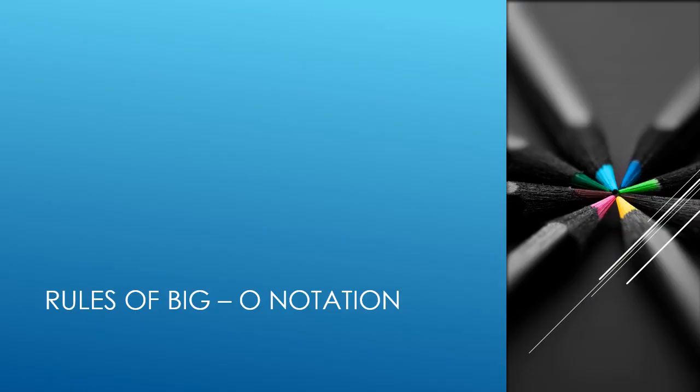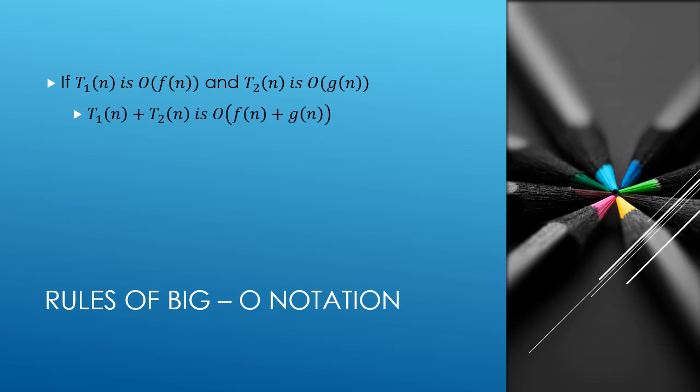Rules for big O notation. If T1(n) is O(f(n)) and T2(n) is O(g(n)), T1(n) plus T2(n) is O of f(n) plus g(n), and this is O of maximum of f(n), g(n). If two functions are being added, then the O notation of their sum will be the O notation of the larger function.